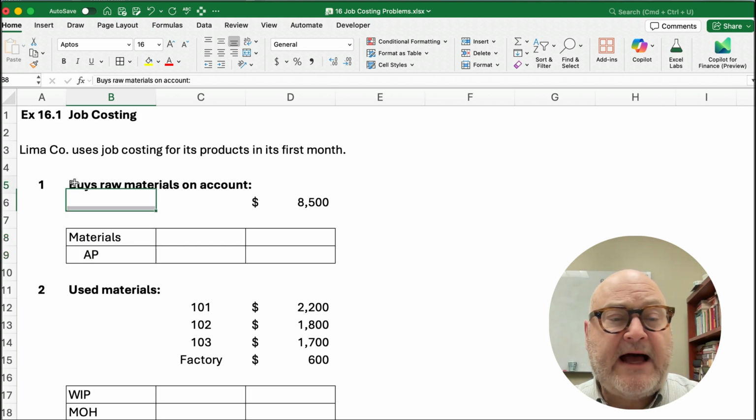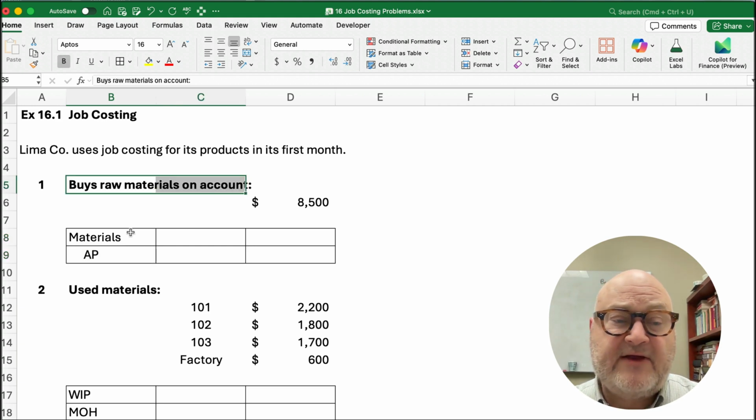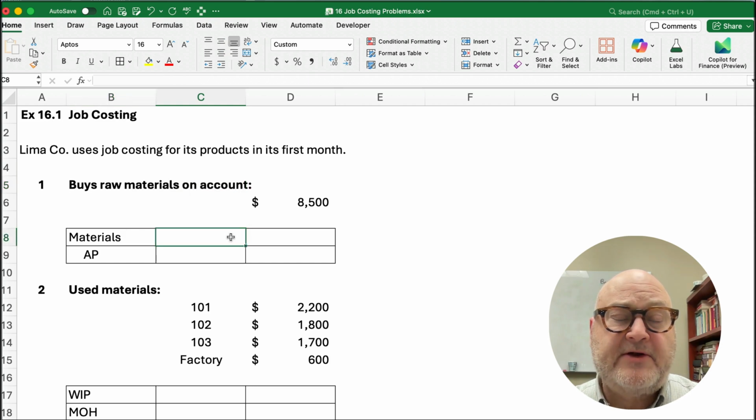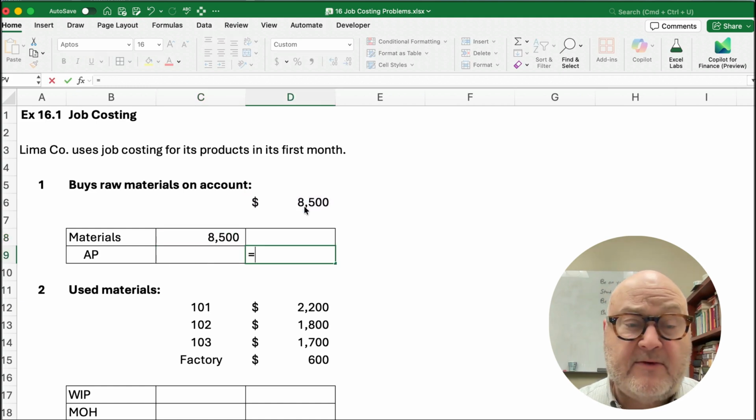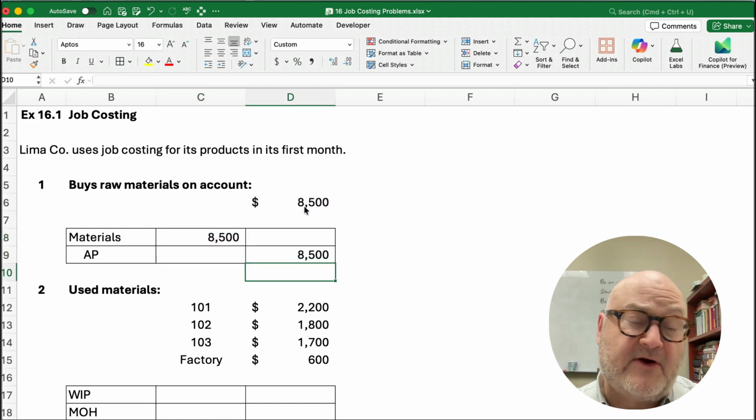So let's say we buy raw materials. That's the materials account. We buy raw materials on account, so we're going to debit materials $8,500, and we're going to credit accounts payable $8,500. So this is where we're getting started.